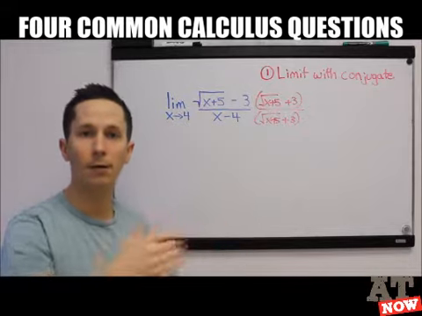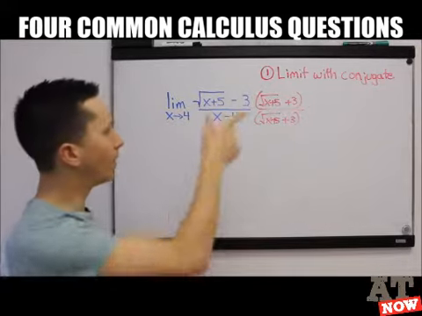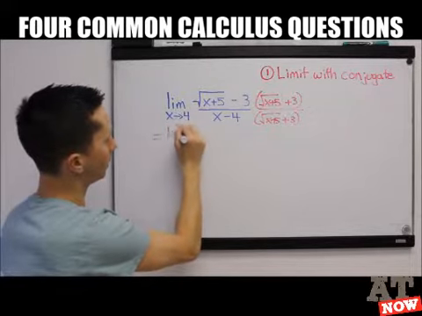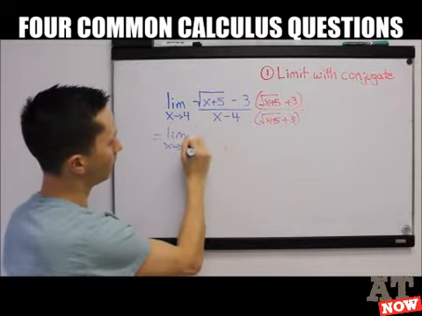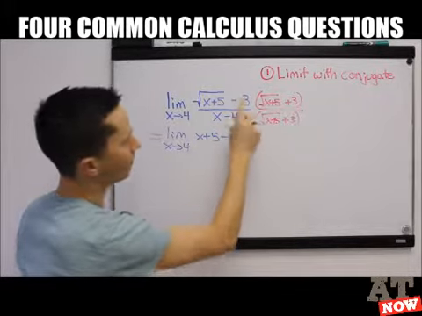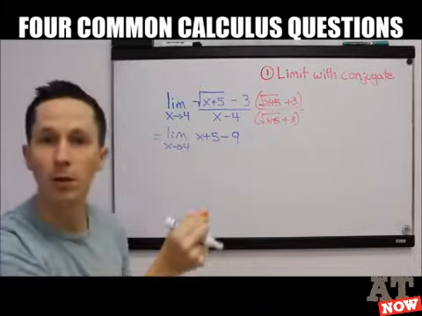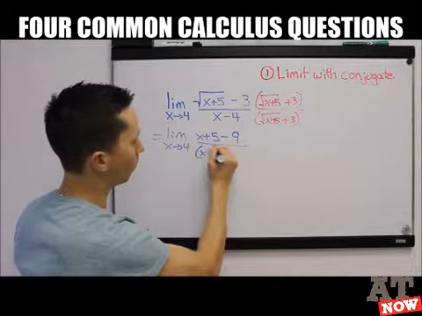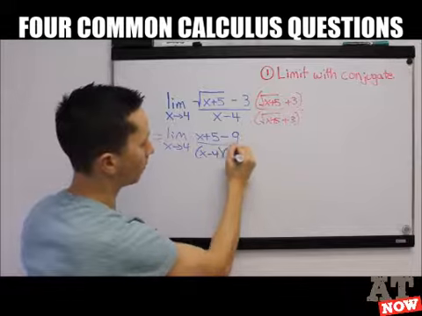Don't multiply out the bottom. But let's see what happens. We get this equals the limit as x goes to 4 of x plus 5 minus 9, because it's minus 3 times 3 and the middle terms cancel. Our square roots are gone, and on the bottom we will not multiply out, so we've got this.